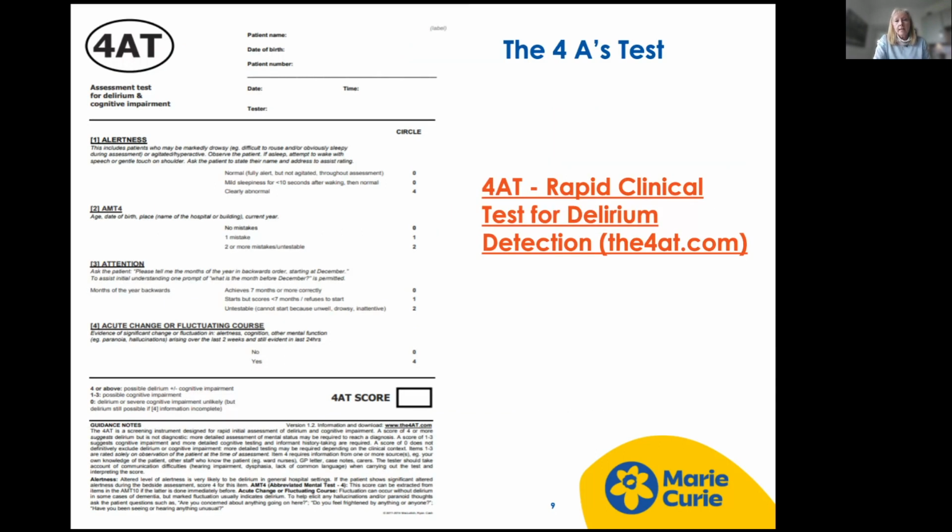The link here, I think we're going to put a link to this in the chat for the 4AT website. If you are not aware of the 4AT, please have a look at the website and the teaching tools for that. But again, we'll tell you a little bit more about how that works in palliative care in the video resources later on in the talk.